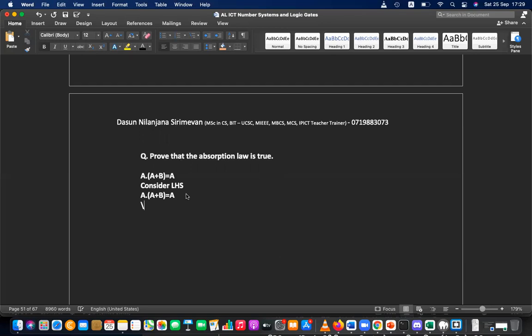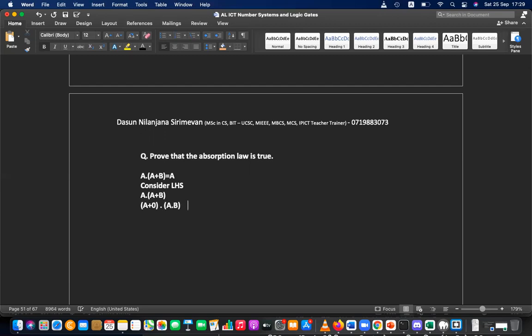This is my left-hand side, and I can apply different laws on this and see how it is going to be solved. Here, instead of A, I can write 1 and A, since 1 and A is A. So I can write A or 0. And here I can write A and B.